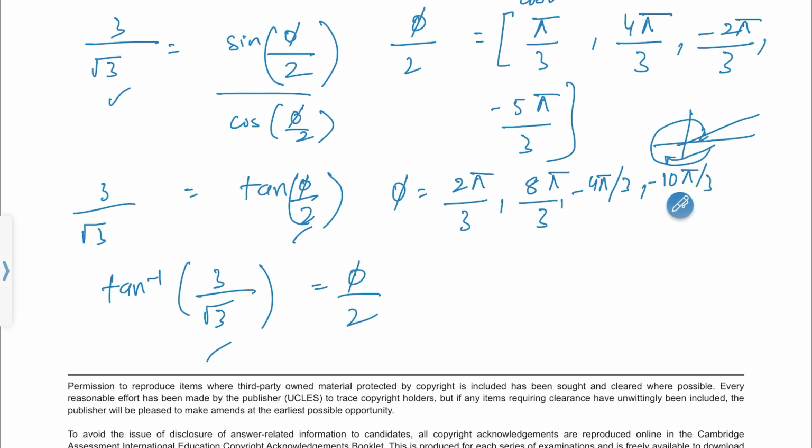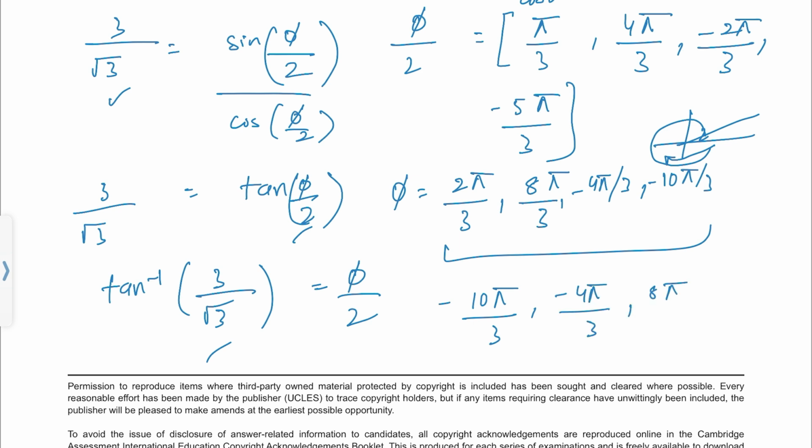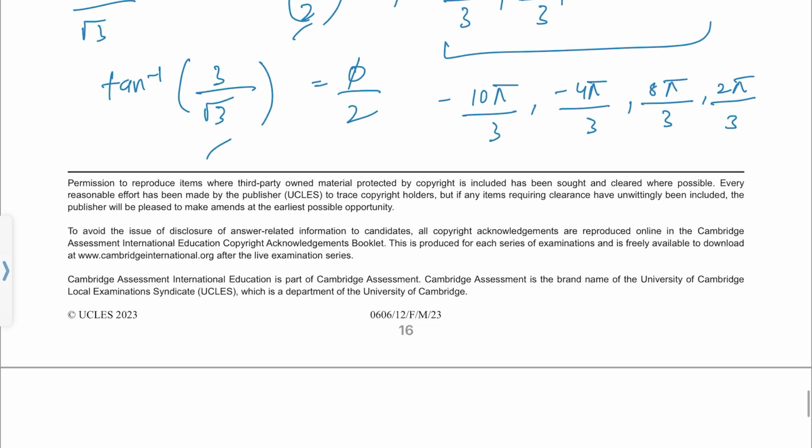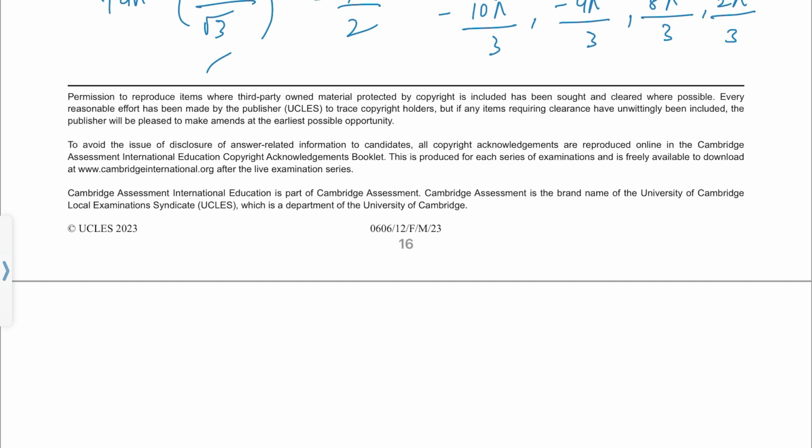Let's write it quickly and in order. That would be minus 10 pi by 3, minus 4 pi by 3, 8 pi by 3, and then 2 pi by 3. So this is all from our side.